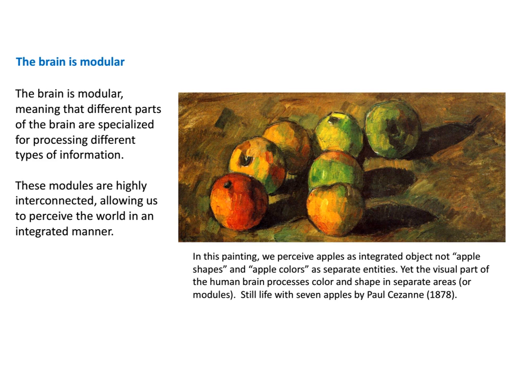We now know that the brain is modular, meaning that different parts of the brain are specialized for processing different types of information. We also know that these modules are highly interconnected, allowing us to perceive the world in an integrated manner. A good example of this would be when we look at a painting, such as this one by Paul Cézanne. We perceive these objects as apples. We don't see them simply as color and shape. The way our brain actually works, it processes the color and the shape separately. But then, due to this highly interconnected nature of the way the brain works, we perceive the colors and the shapes together, and we see apples.